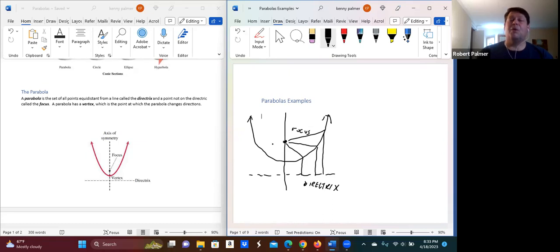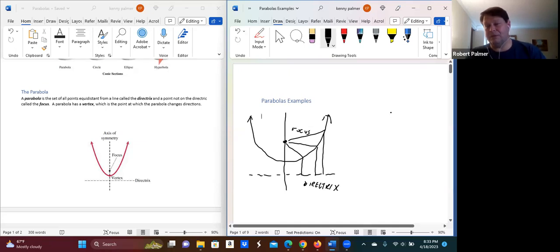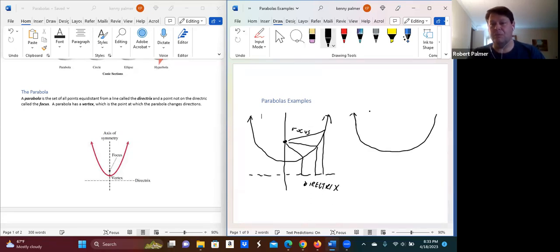Another thing that's interesting about the parabola: let's draw another parabola without the axes. It's not the best picture, but you get the idea. Another interesting thing about the focus is that if you have rays that come straight in and strike the parabola, then they're reflected toward the focus.